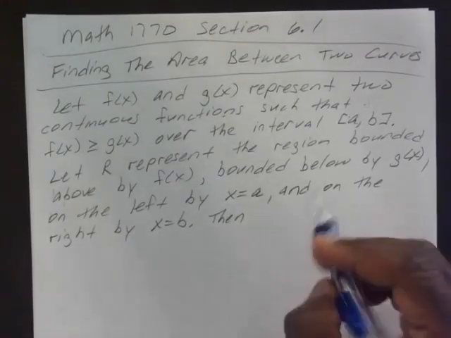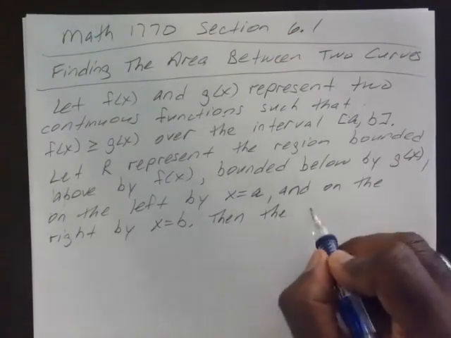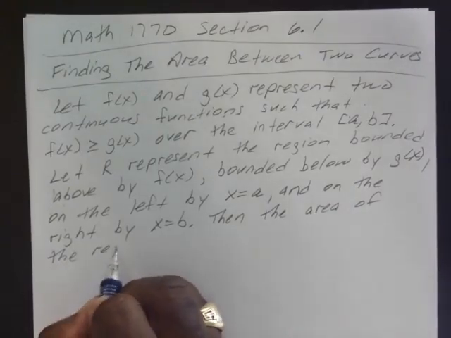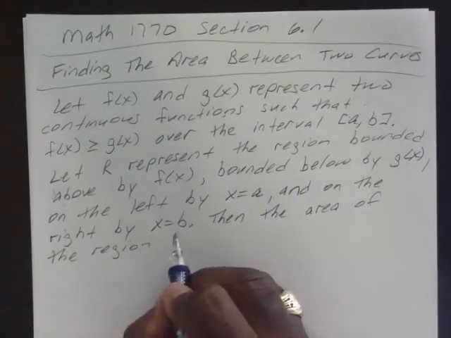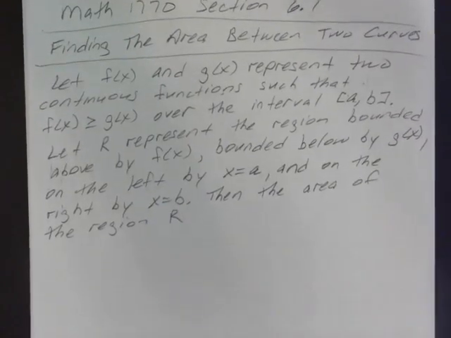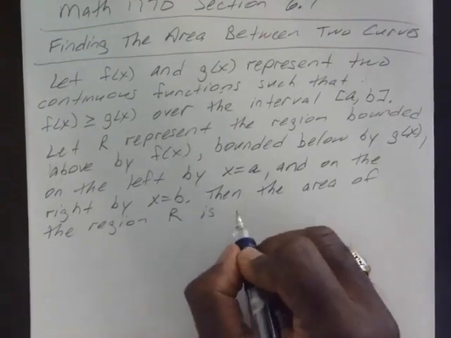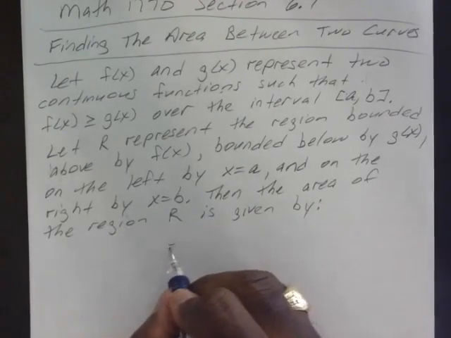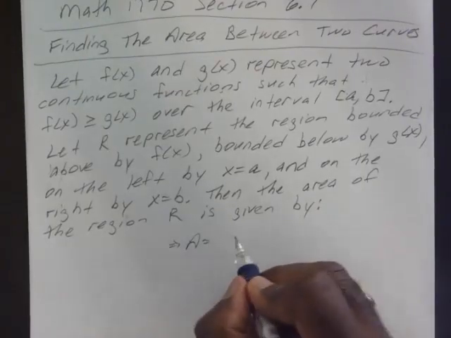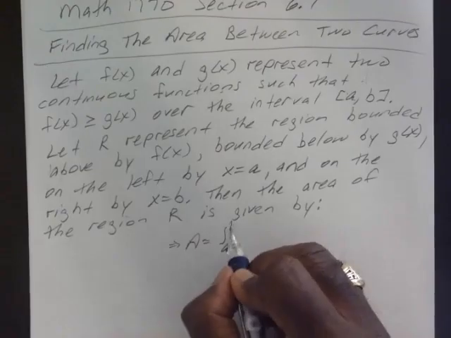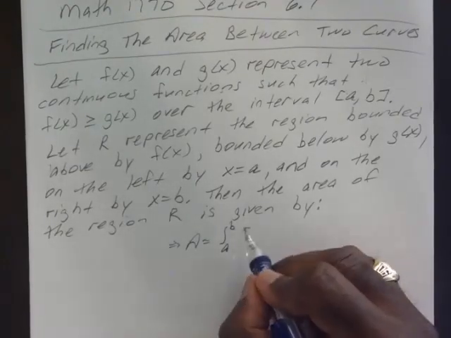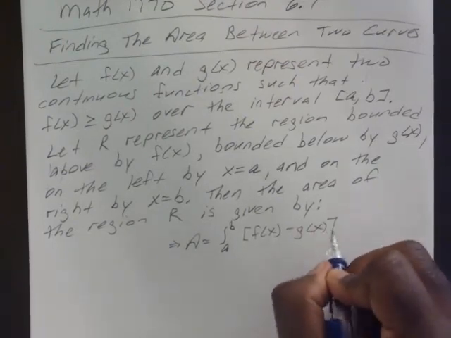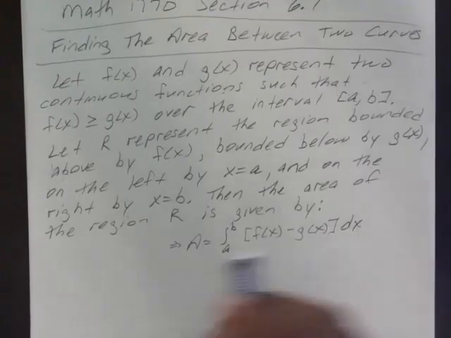Okay, then we know that the area of the region that we decided was uppercase R is given by the formula: that area is equal to the integral from a to b of f of x minus g of x with respect to x.